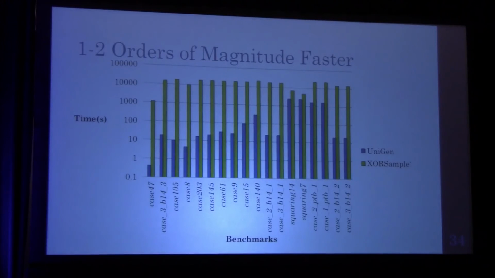How will they perform? This is a comparison with XORSample-prime, which was the state-of-the-art sampling algorithm but did not have theoretical guarantees. And UniGen actually is 1 to 2 orders of magnitude faster than an algorithm that did not have theoretical guarantees.